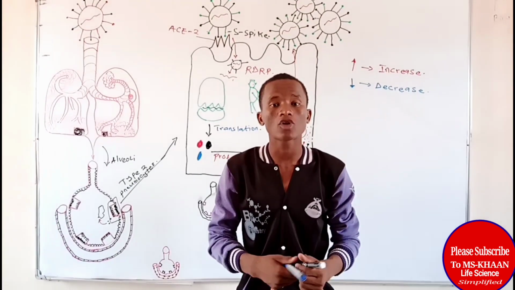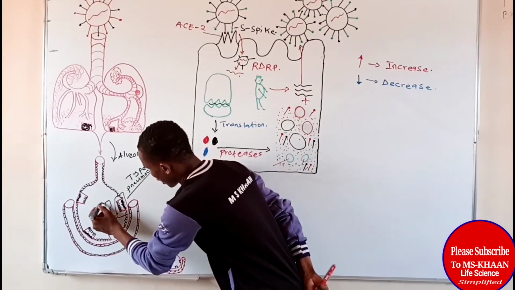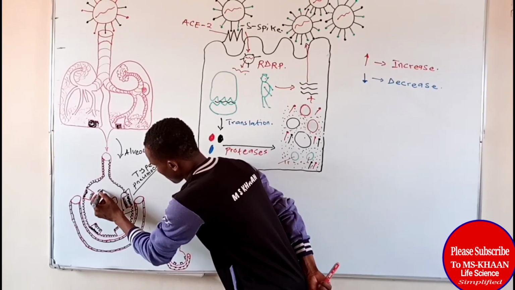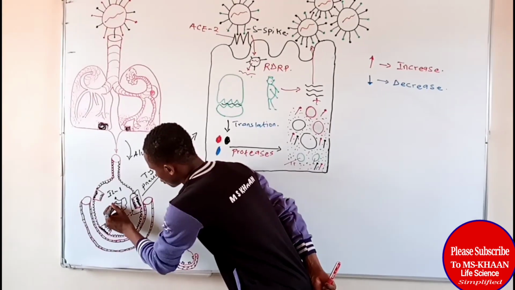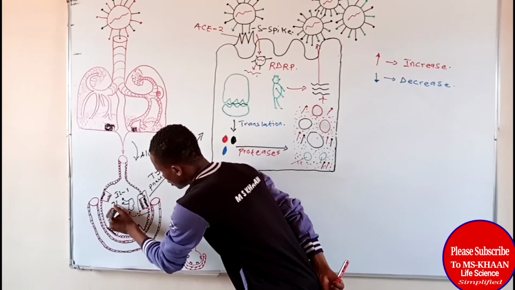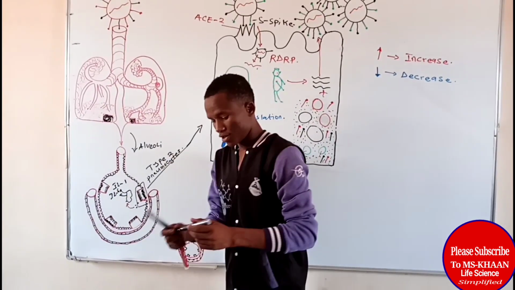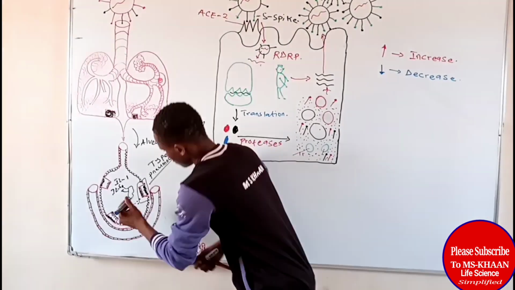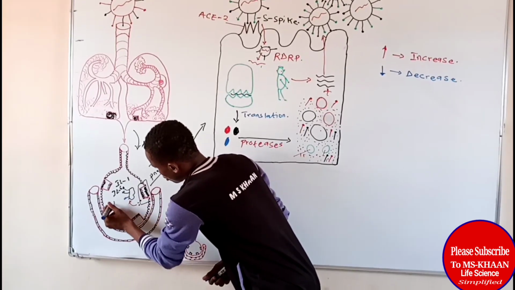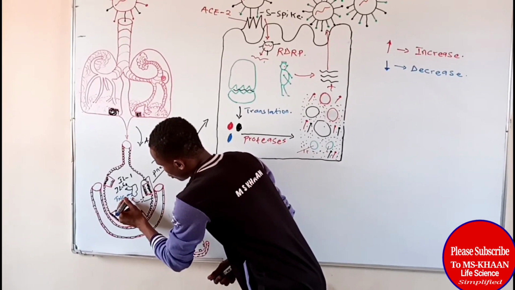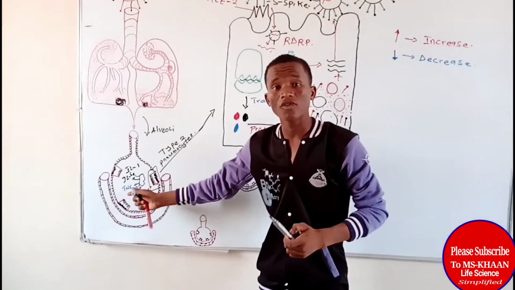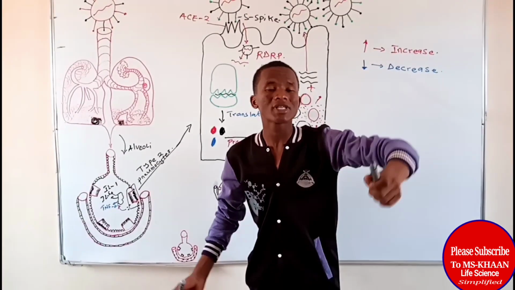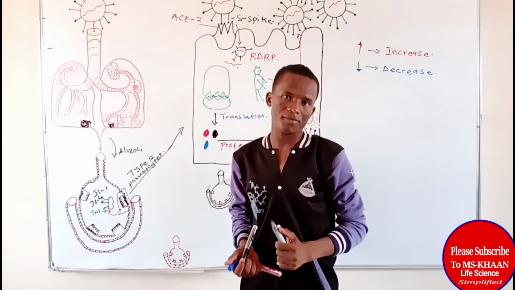Some of these cytokines that will be released include: 1. Interleukin 1. That's 2. Interleukin 6. And 2 more: tumor necrosis factor alpha. And these cytokines released by these alveolar macrophages can cause thousands, billions of problems.